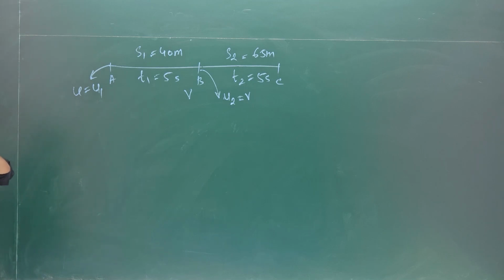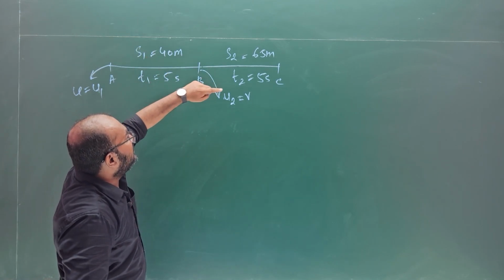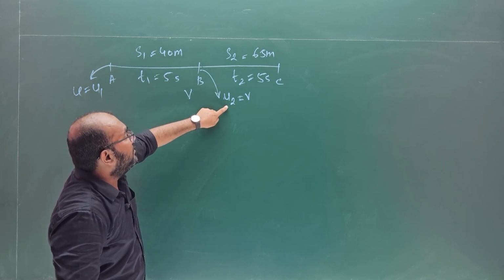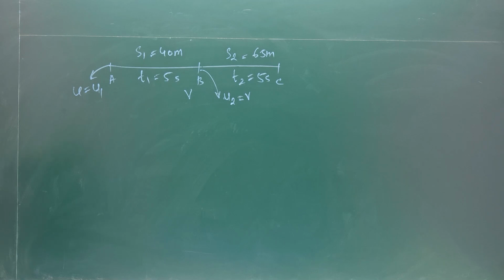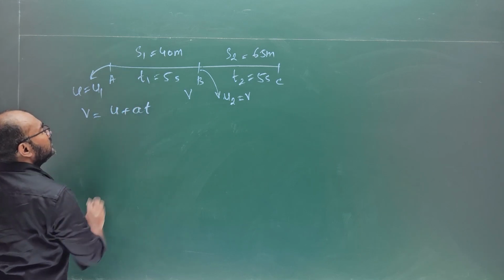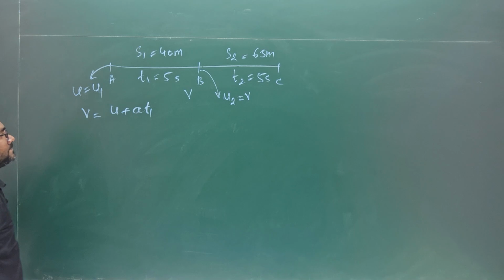Now initial velocity U1, final velocity between A and B is V, and for B to C, the initial velocity is nothing but the final velocity of A to B. Okay, now what are the things we have? So let us write the V value first. V is nothing but U plus AT between A and B, and time is T1.